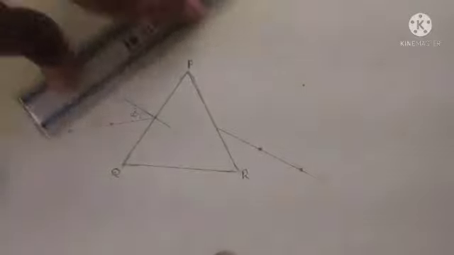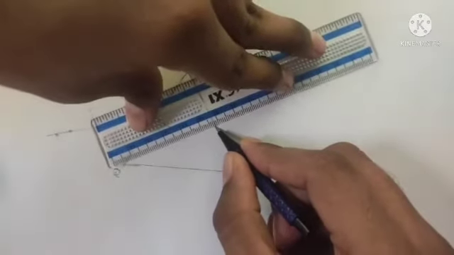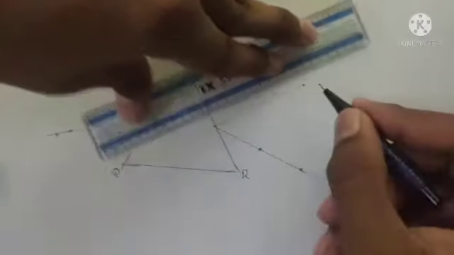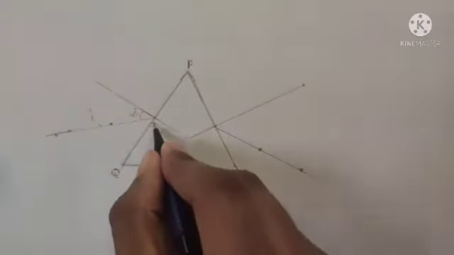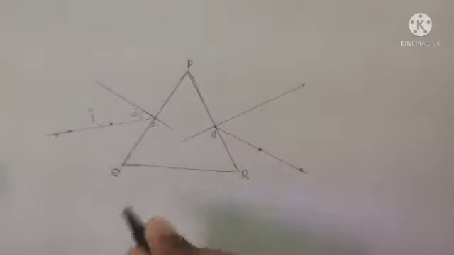Now draw a perpendicular line to PR. Now imagine this point is X and this point is Y, and now join X and Y.